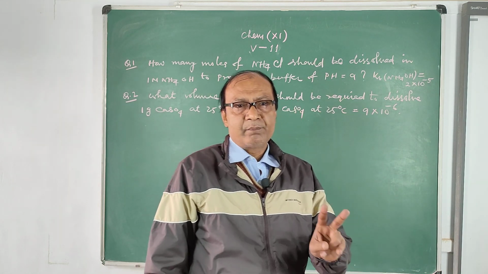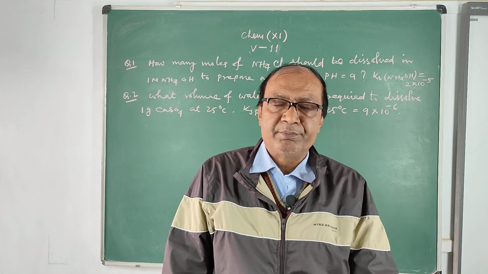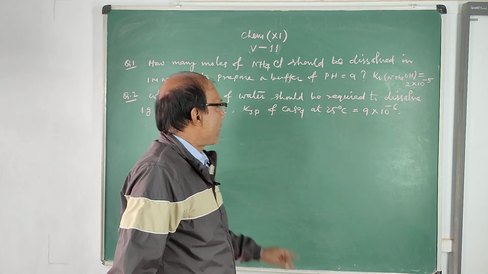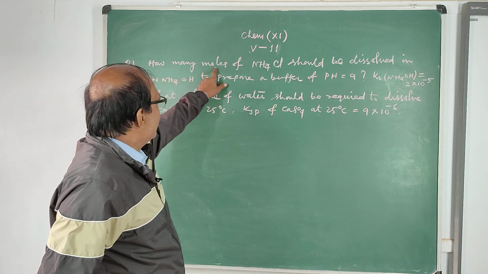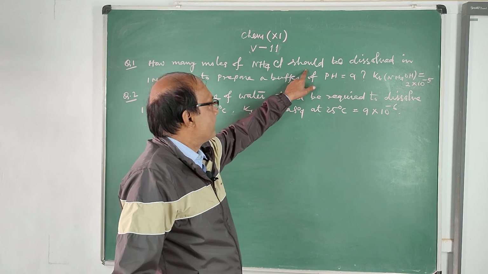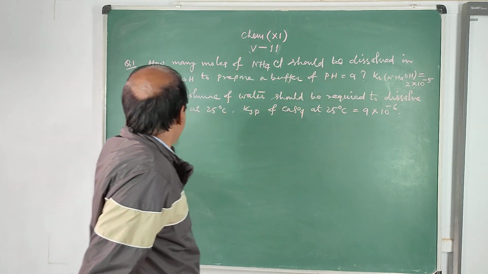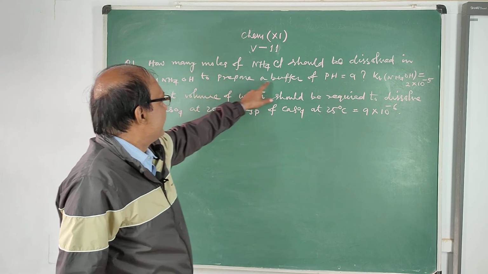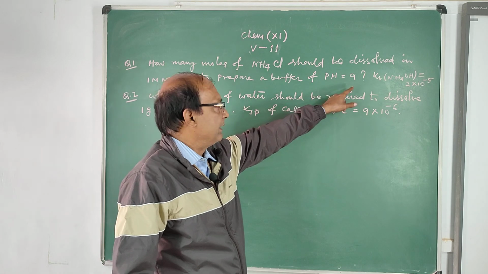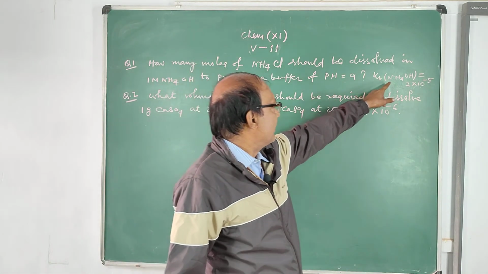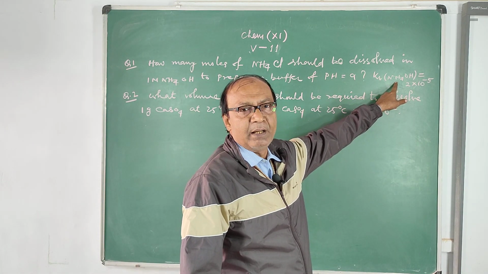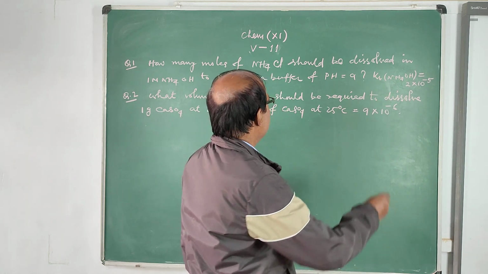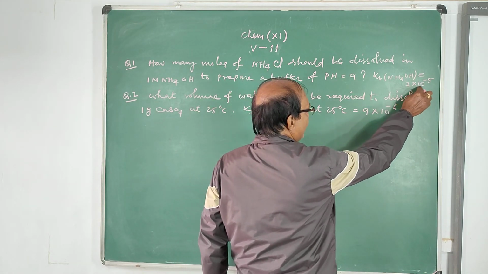Now, today I shall discuss 2 problems before you. How to solve these problems? Look at problem number 1. How many moles of ammonium chloride should be dissolved in 1 molar ammonium hydroxide to prepare a buffer of pH 9? Kb for ammonium hydroxide is given, Kb for ammonium hydroxide is 2 into 10 to the power minus 5.